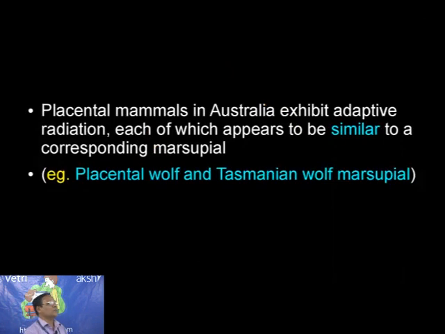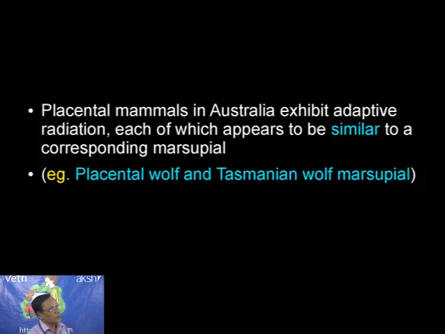So I mentioned the placental mammals as well as the marsupials found in Australia, and both exhibit adaptive radiation in their own way. But some of the marsupials and some of the placental mammals are a little similar, because they are converging towards one adaptation, though they are exhibiting divergent evolution, adaptive radiation. And these two different groups of organisms are converging towards one point for leading their mode of life.